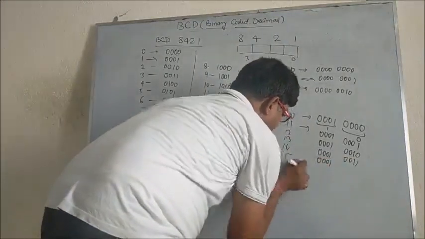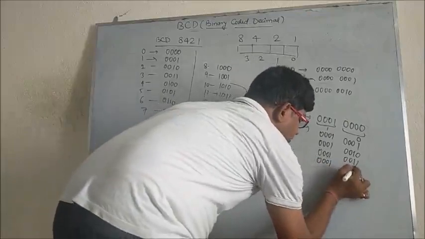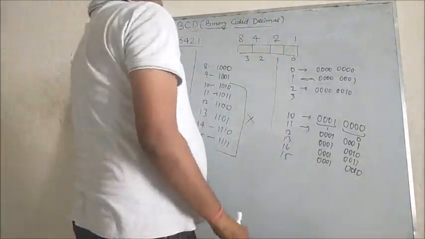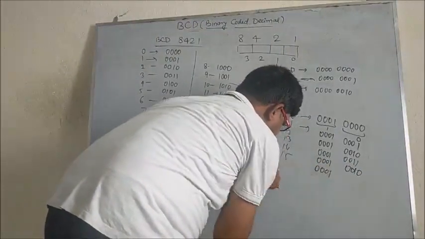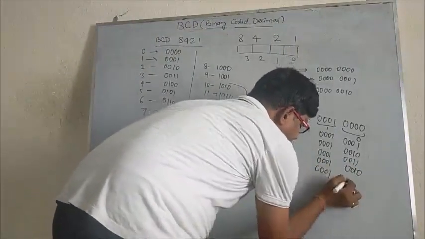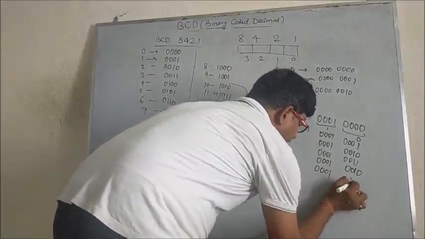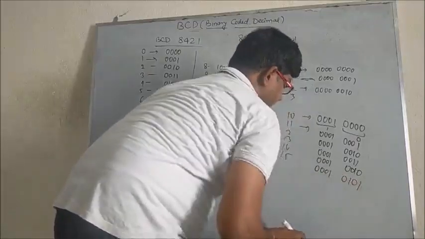0001 for 1, and for 4 it is 0100, and for 15 it will be 0001 0101. For 5 it will be 0101.